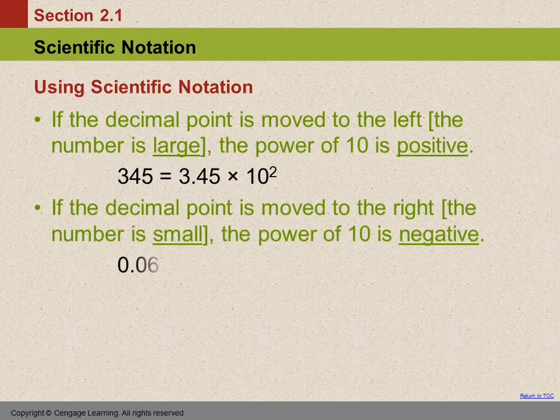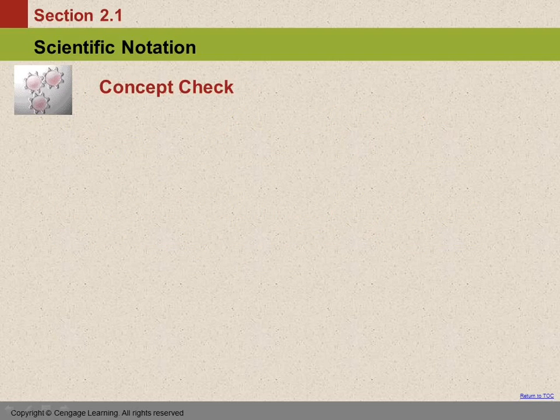If the decimal point gets moved to the right, or if the number that we started with is small, then the power of 10 is negative. So here, again, we're going to move that decimal point. We're going to take it from here. Whoops.